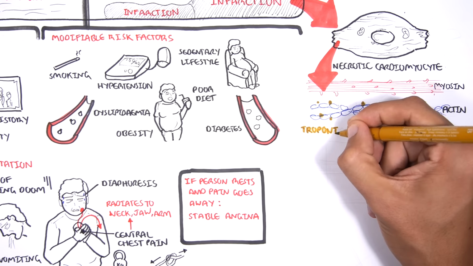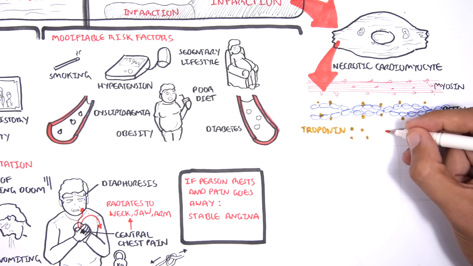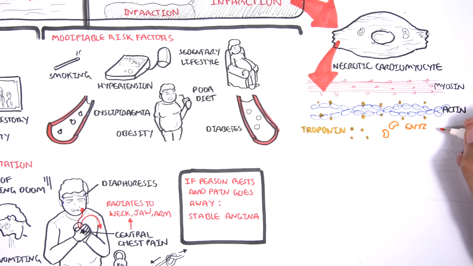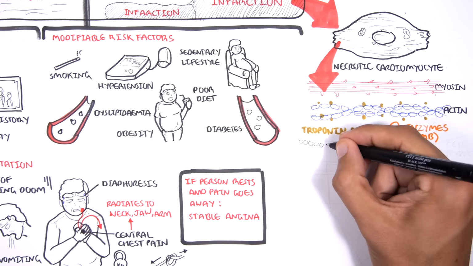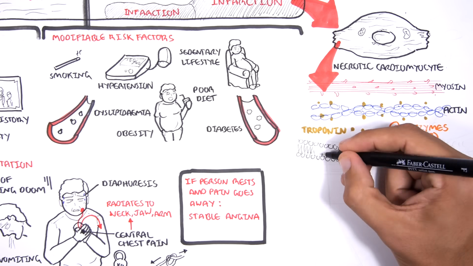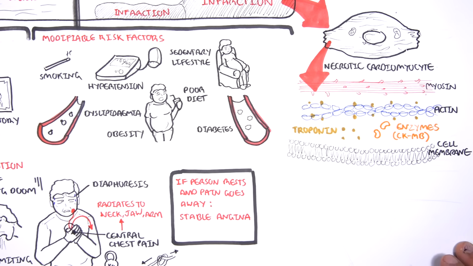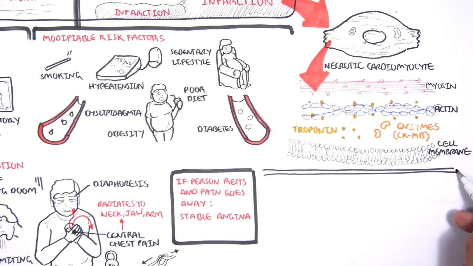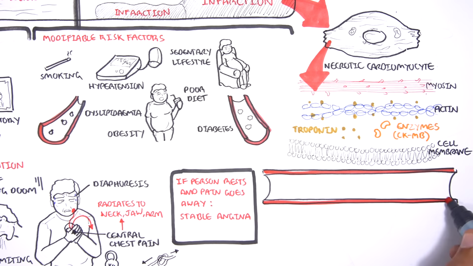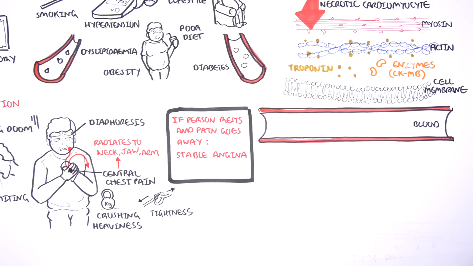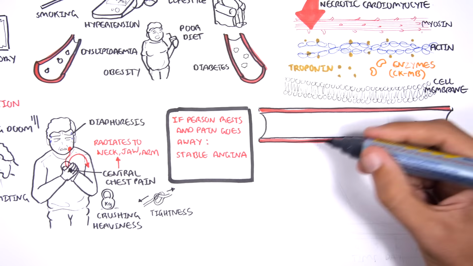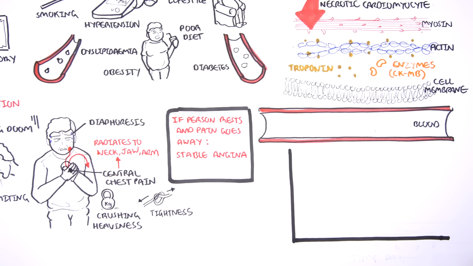There's also enzymes around the area, creatine kinase MB, which are important for energy transfer of ATP within the cell. Anyway, when the cardiac muscle cell dies, necrosis, the troponin and the CKMB get released into circulation, and these are measured to see if heart muscle necrosis has occurred, essentially.